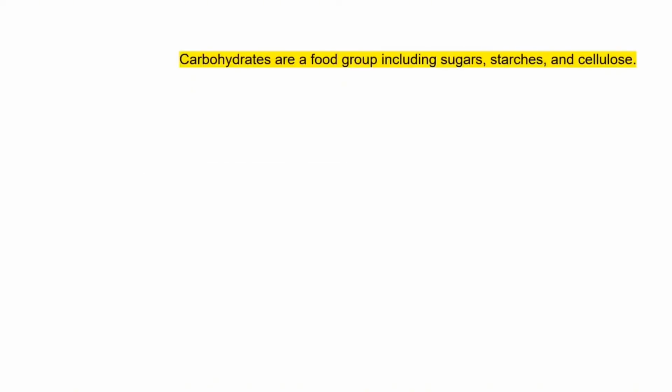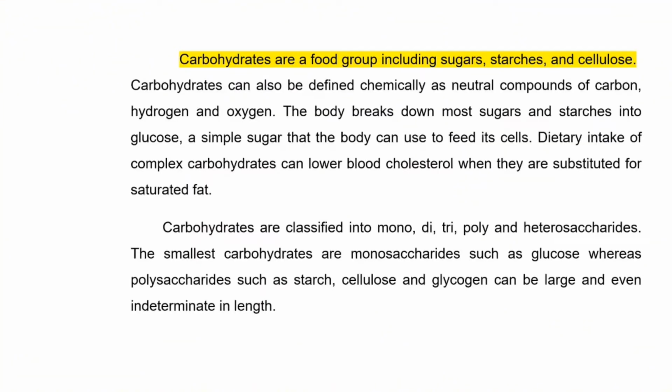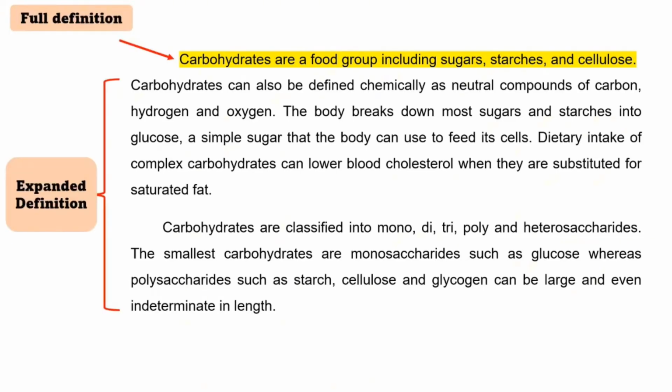Let's go back to our first example. Carbohydrates are a food group including sugars, starches, and cellulose. This definition in sentence form can become an expanded definition, which is our topic, by expanding it into paragraph form. Let's see how it goes. Here, the first sentence, which is, carbohydrates are a food group including sugars, starches, and cellulose, is our full definition. Then, the sentences that follow compose the expanded definition.